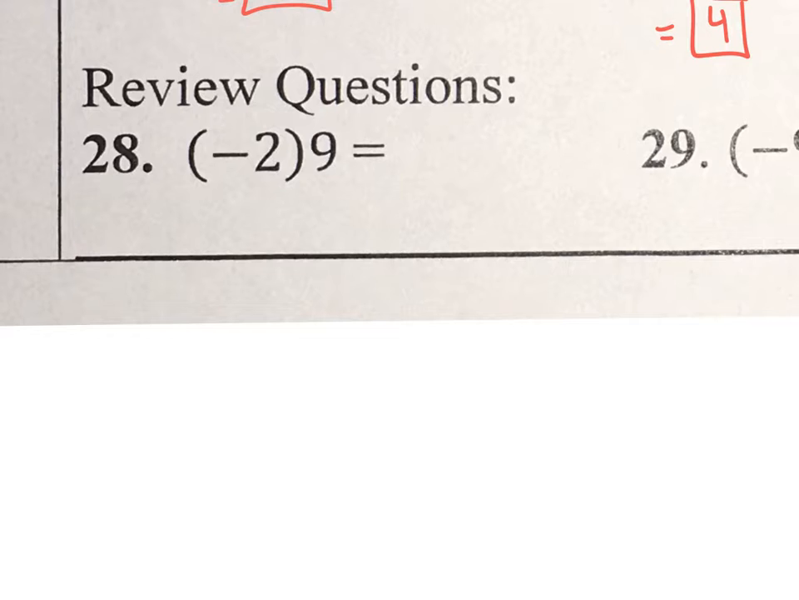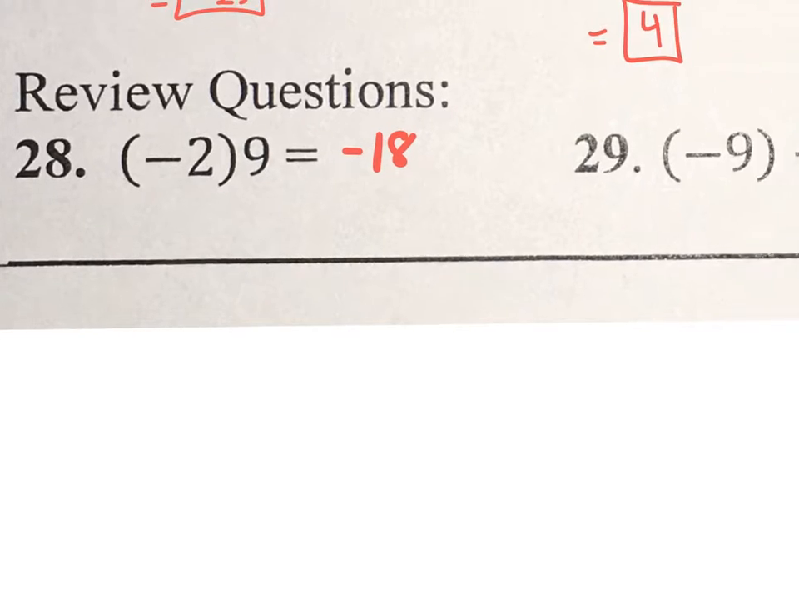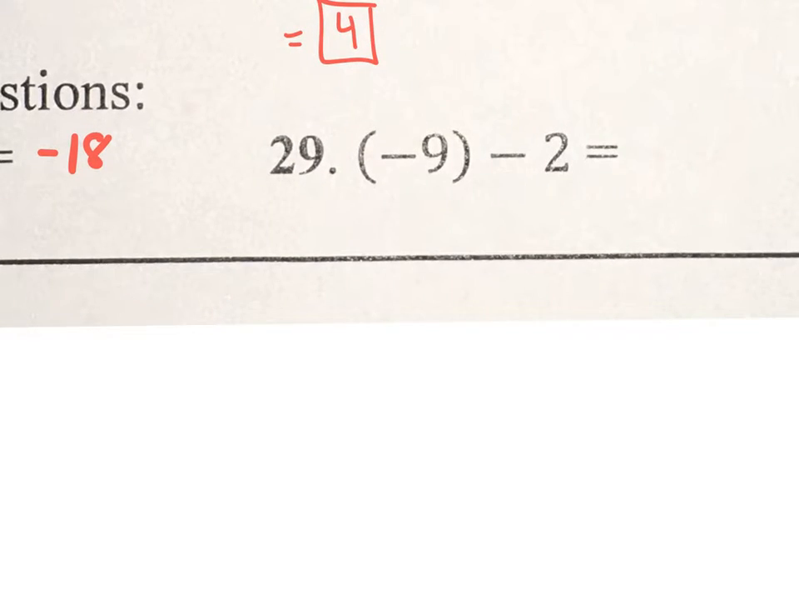Okay, and the last 3 questions are simply review. A negative times a positive is a negative, so your final answer is negative 18. Number 29, we're not multiplying because there's an actual sign between the two numbers, so we are thinking of money. So if I owe $9 and I owe $2, I'm going to owe a total of $11.